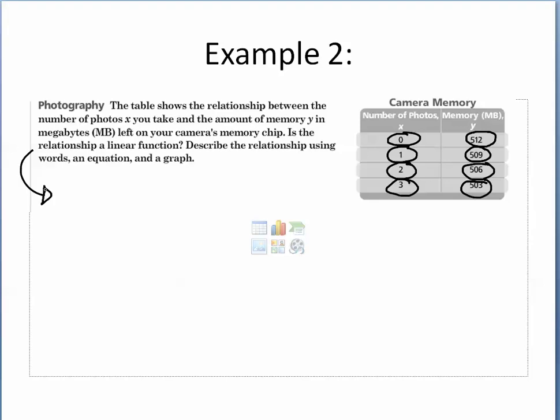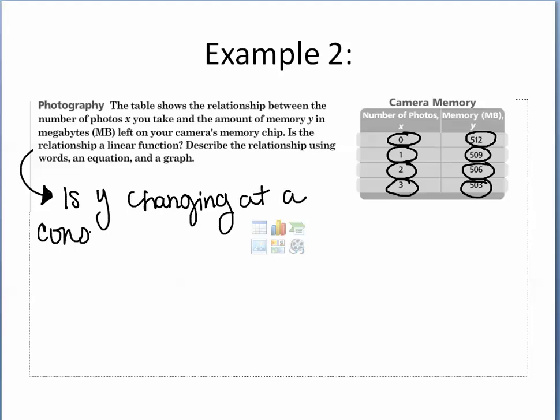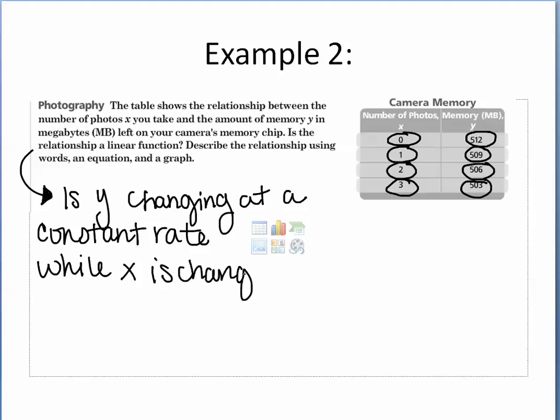So to determine if it's a linear function from a table, what you want to do is identify, is y changing at a constant rate while x is changing at a constant rate. They don't have to be changing at the same rate. So at a constant rate, but they need to be changing consistently.